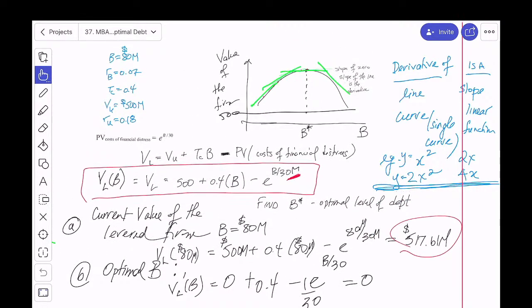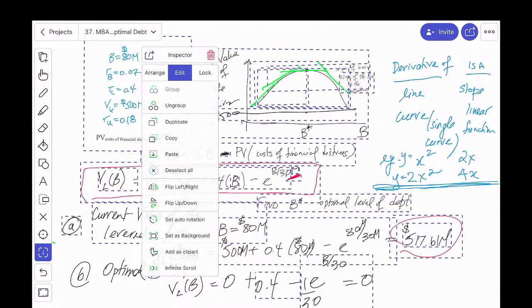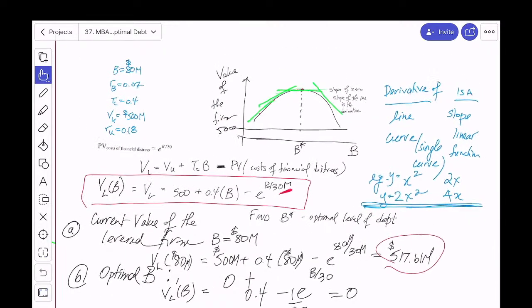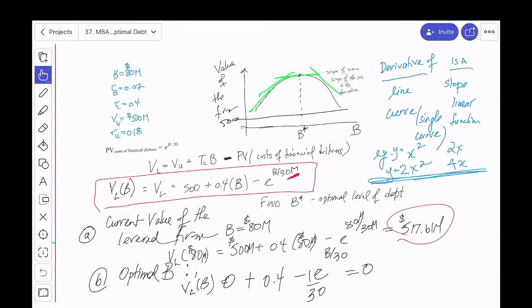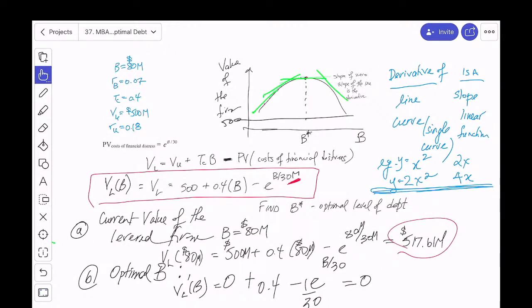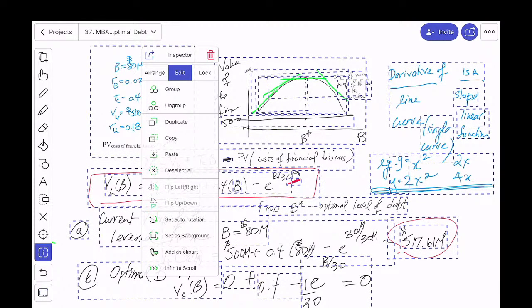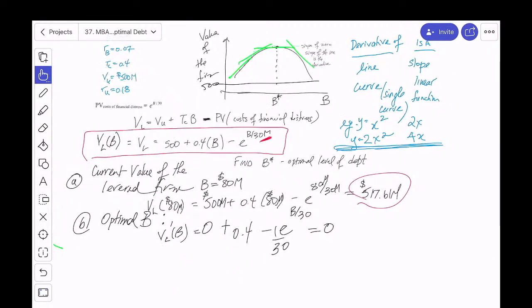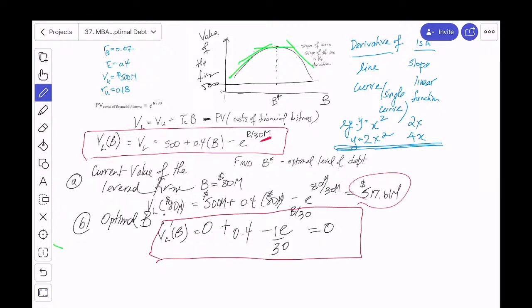All right. So I've made some more room. So we're going to set this equation. So this is the first derivative equation, set to 0. And now I want to solve for b, the optimal level of debt.